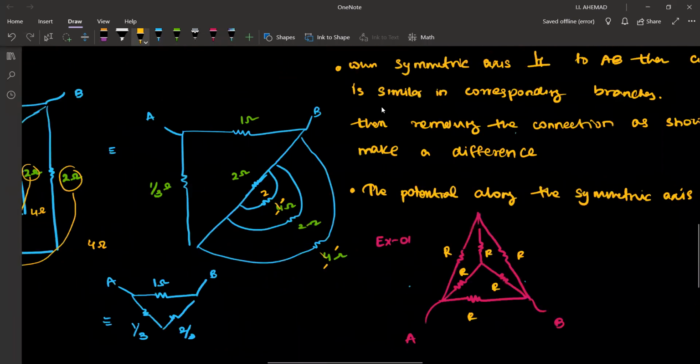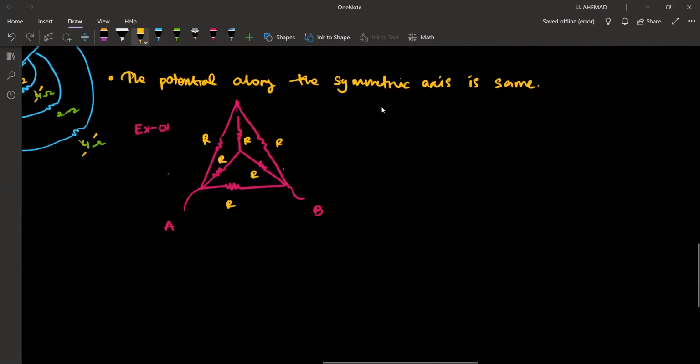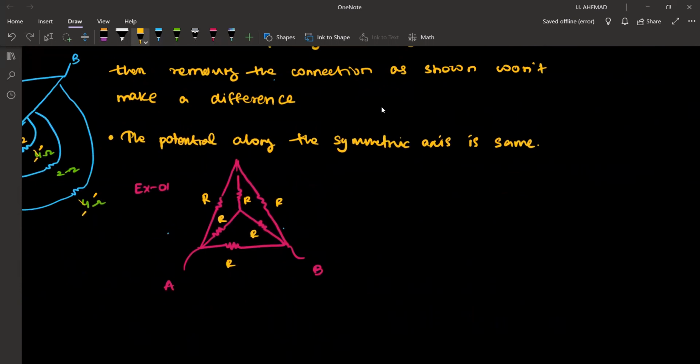Noted. If you have noted, try this example. Here, just first tell me, can you solve this using series parallel rule only? Do you find anything in series or parallel? There is nothing in series or parallel. Okay, but still we have a symmetric axis.